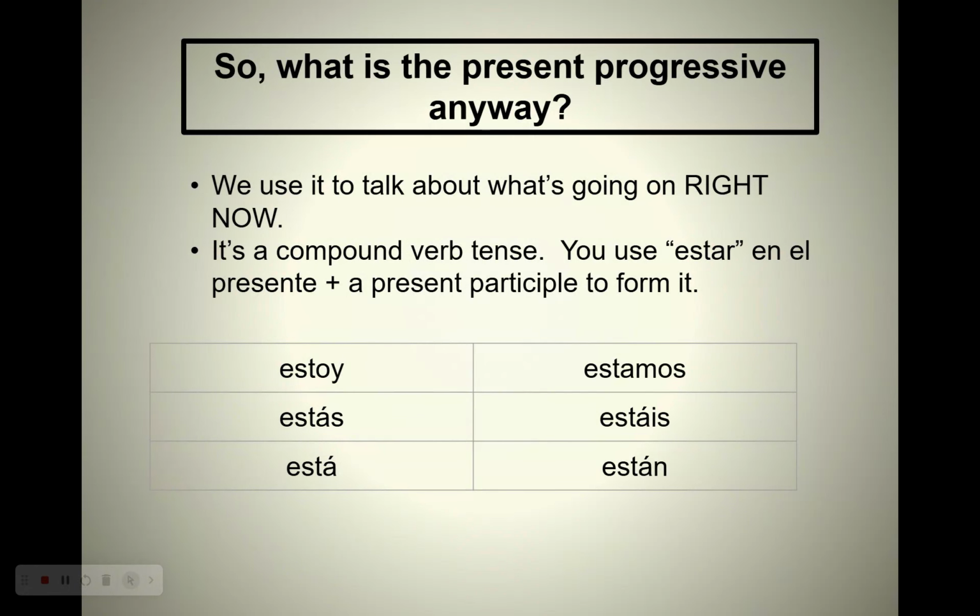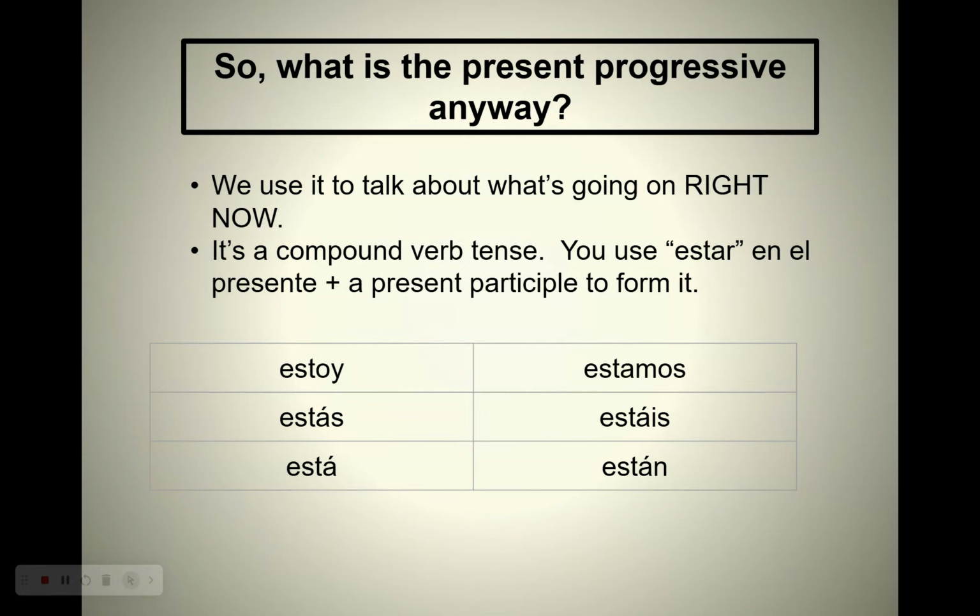So what is the present progressive anyway? We use the present progressive to talk about what's going on right now. In other words, we use it to talk about an action that is happening at the moment a question is being asked and answered. So for example, if I were to walk up to one of you right now and you're completing this activity, I would say, ¿Qué estás haciendo? What are you doing? And you might be answering by saying, Yo estoy escribiendo los apuntes. I am writing the notes. So it's an emphasis on an action that is happening at a specific moment.